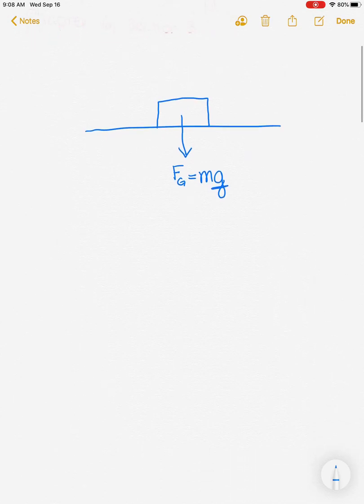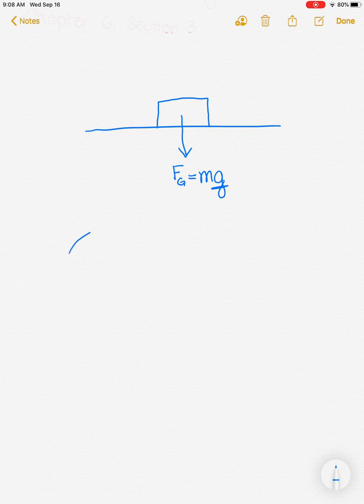So today we're going to talk about gravity, which is covered under Chapter 6, Section 3. If we have a box resting on the surface of the Earth, we know that there's the force due to gravity, which is going to be equal to mass times the gravitational constant. But where does this g come from?